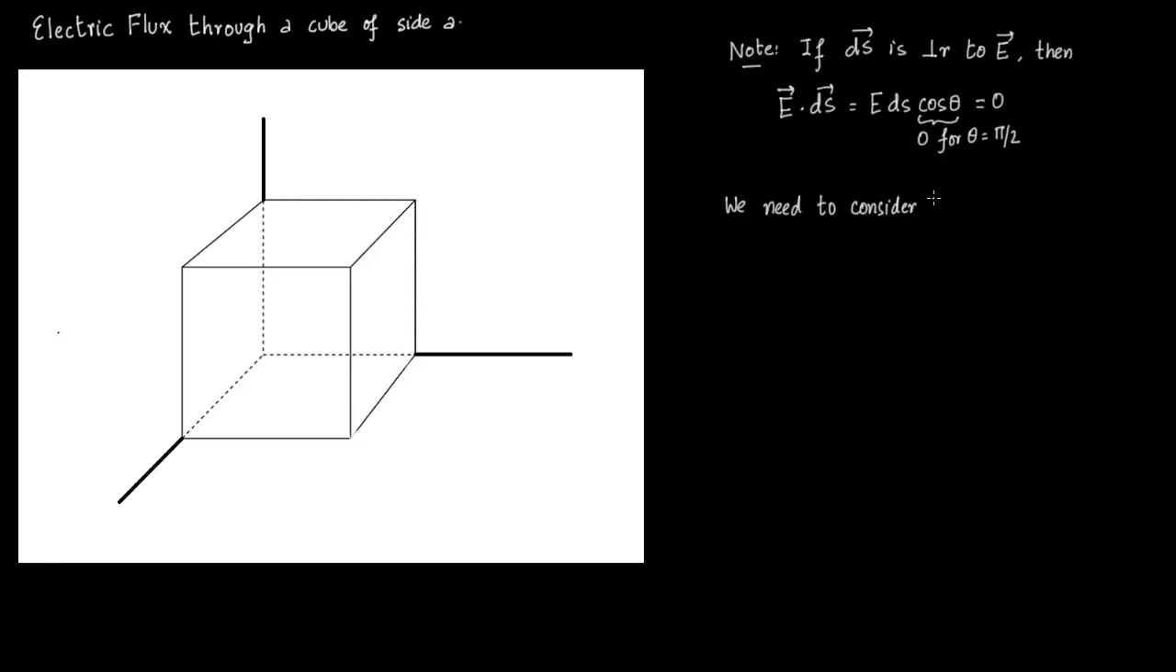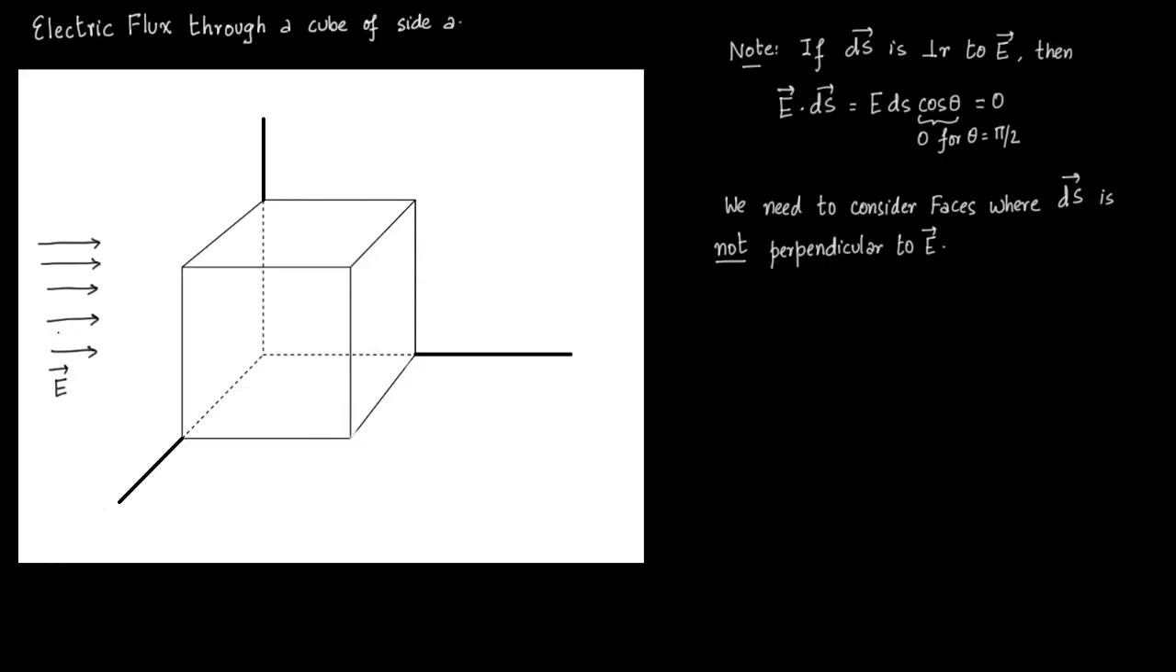So we need to consider faces which are not perpendicular to the electric field, because the faces which are perpendicular to the electric field would have flux as 0. So let us first find out which faces are perpendicular. For that we will just put flux as 0. So say this is the electric field.